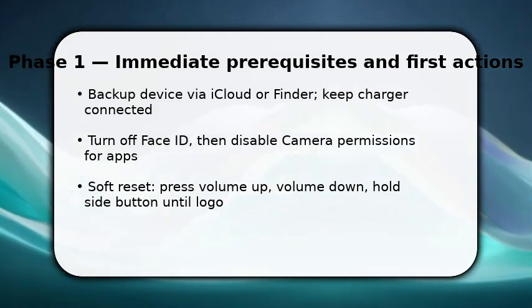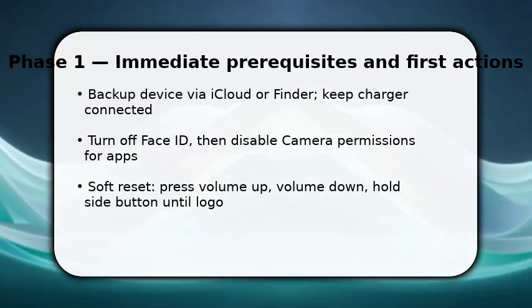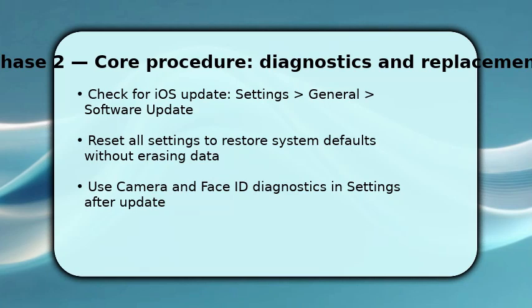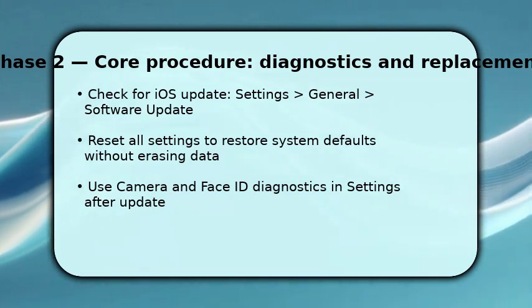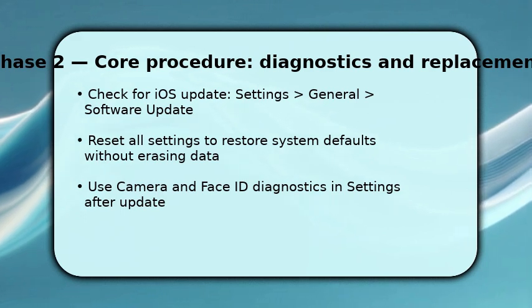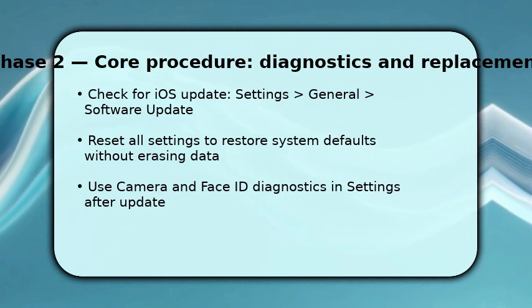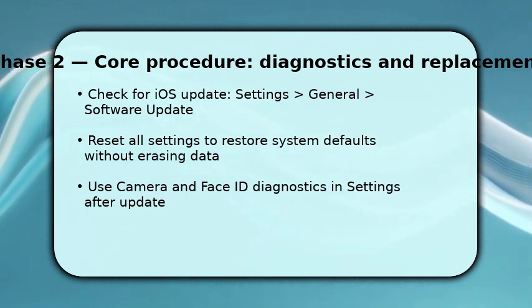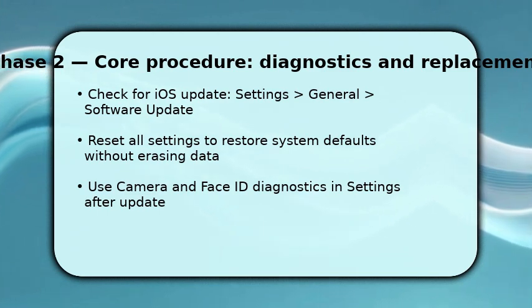If it reboots and the camera still misbehaves, move on to targeted diagnostics without skipping the next steps. Next, you verify the software layer. Check Settings, General, Software Update and install the latest iOS, because many TrueDepth fixes arrive with patches. Once updated, reset all settings to return to system defaults while keeping your data. This addresses corrupted preferences that block the module.